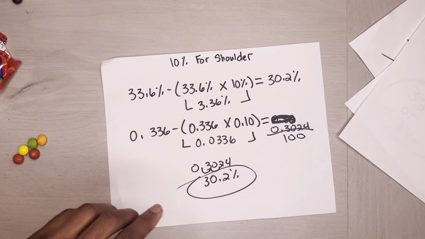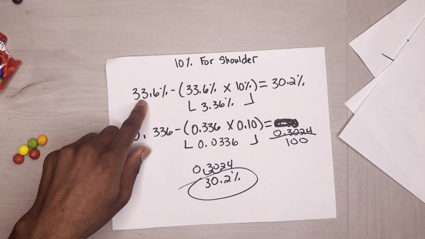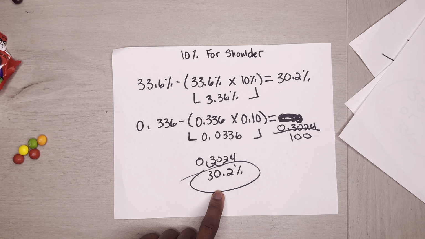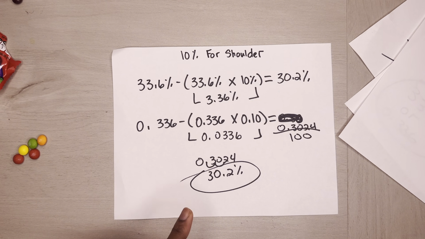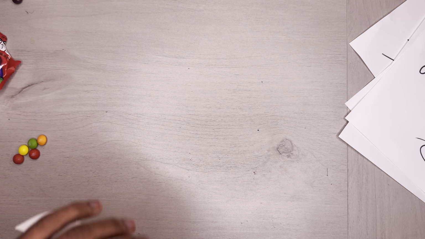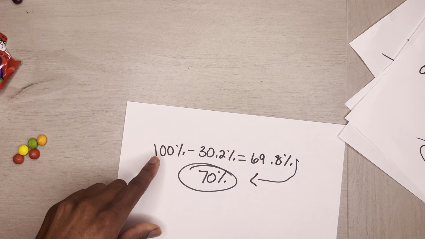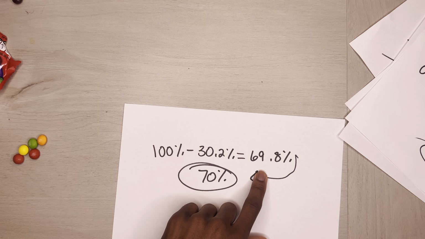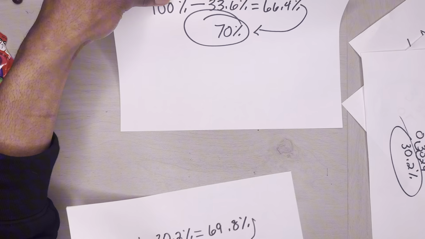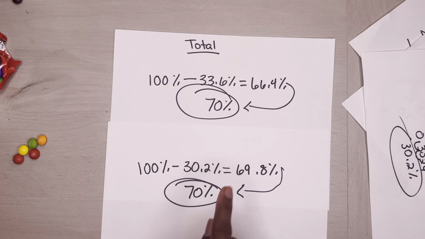We started with our last base, which was 33.6%. Added in that 10% shoulder, we got 30.2% or 0.302, right? We took that percentage and we added it into the final calculation. We subtracted that from the max that you could get. We only got 69.8%, which based on the last total, right? 66.4%, 69.8%. We rounded both up to the nearest tenth, 70% service-connected disability, all right?